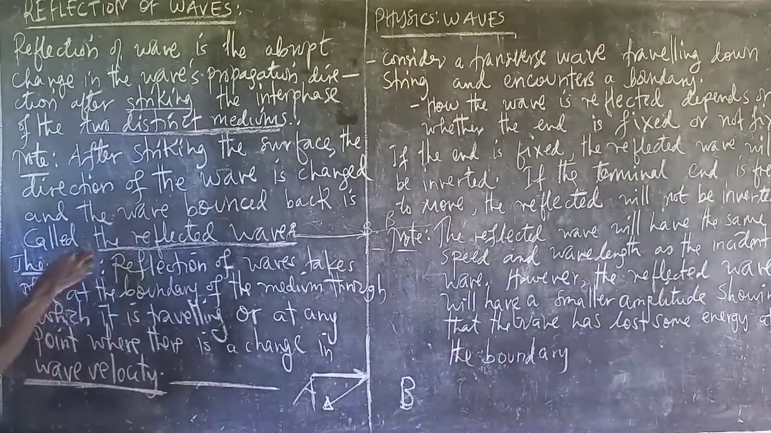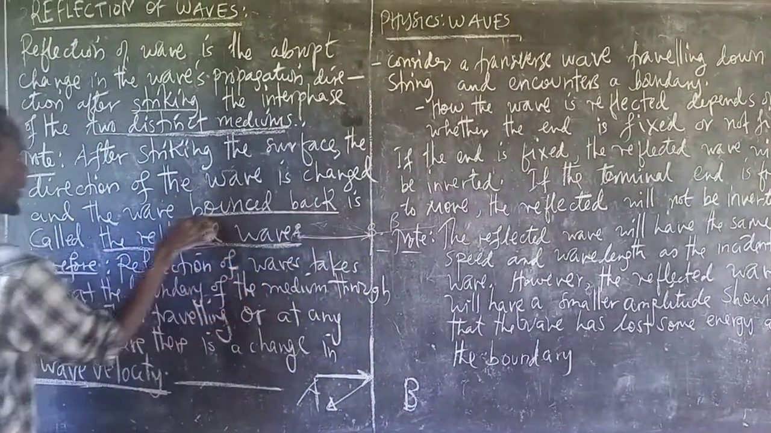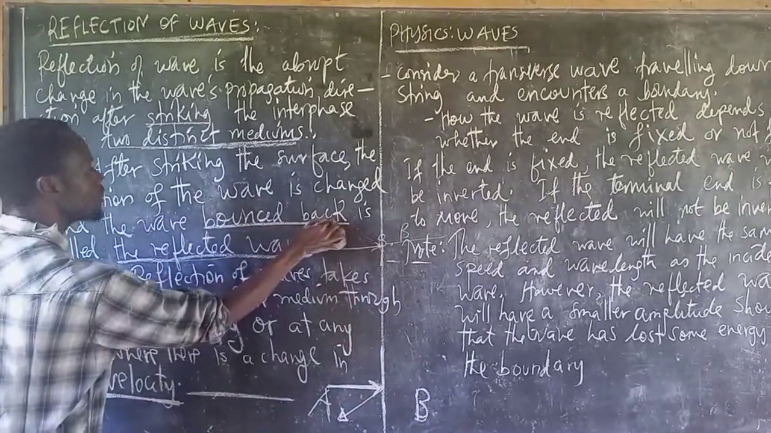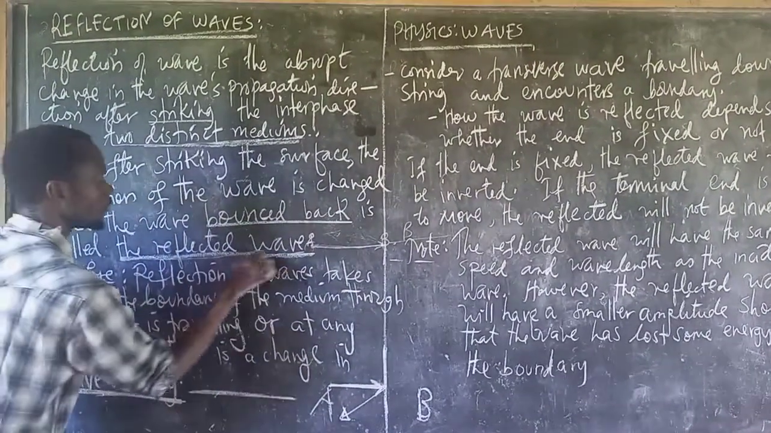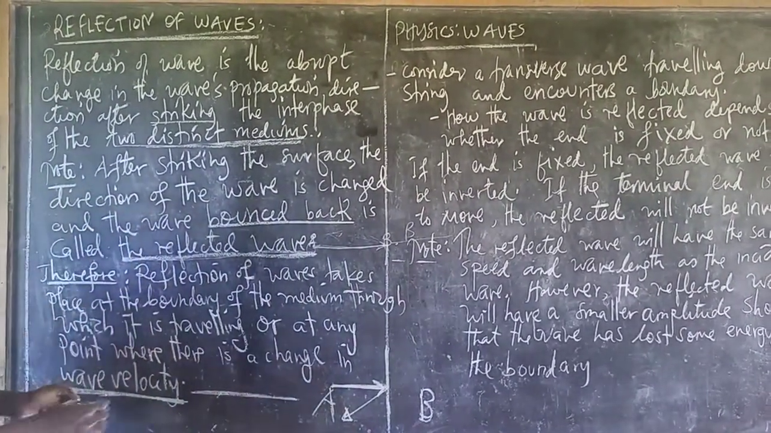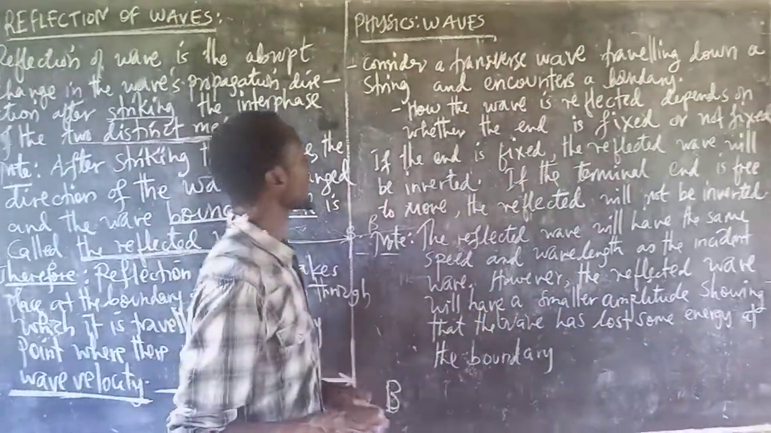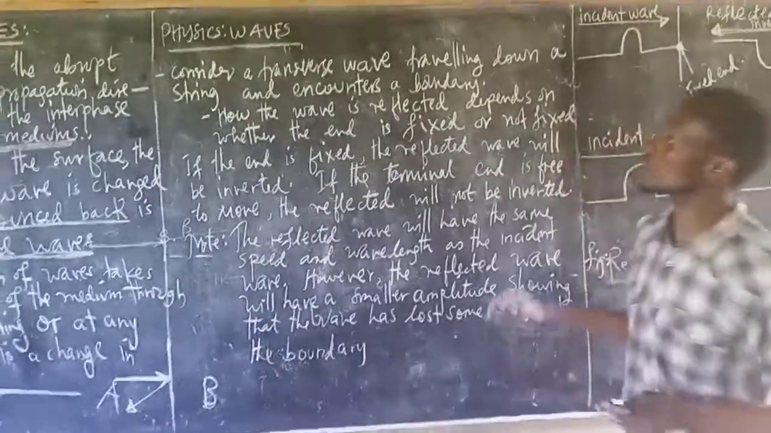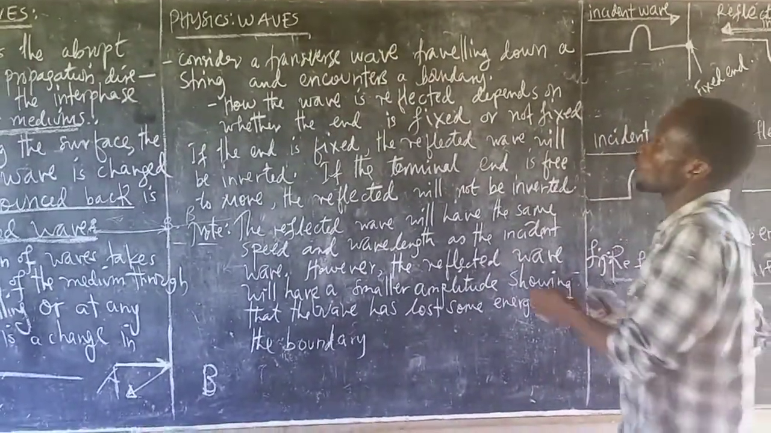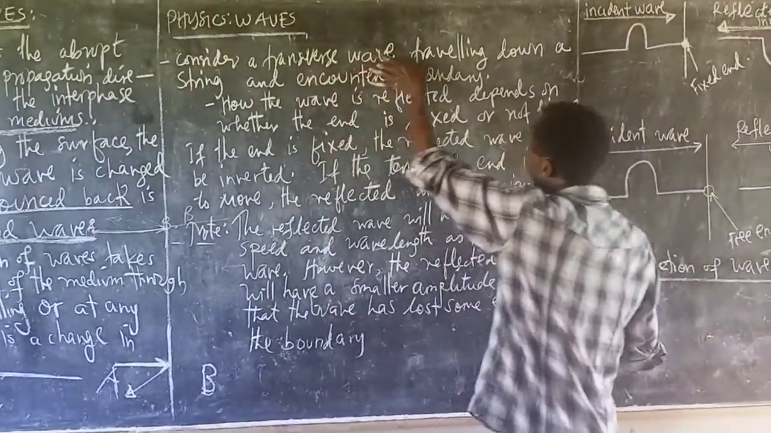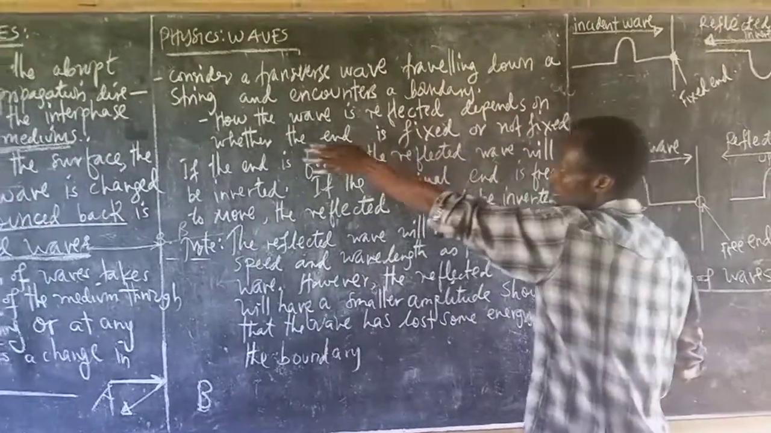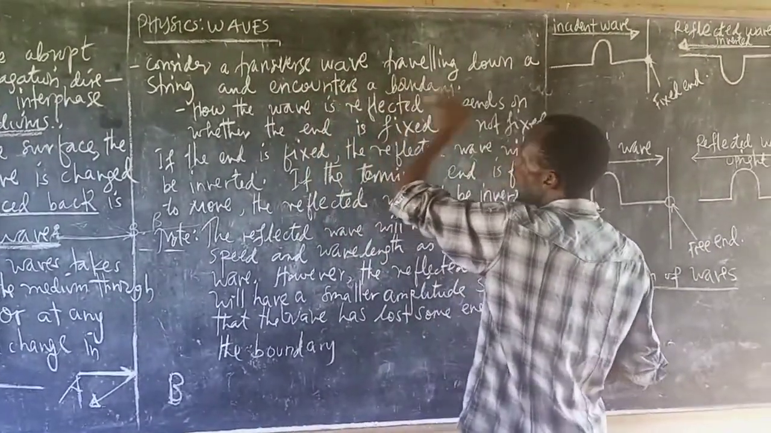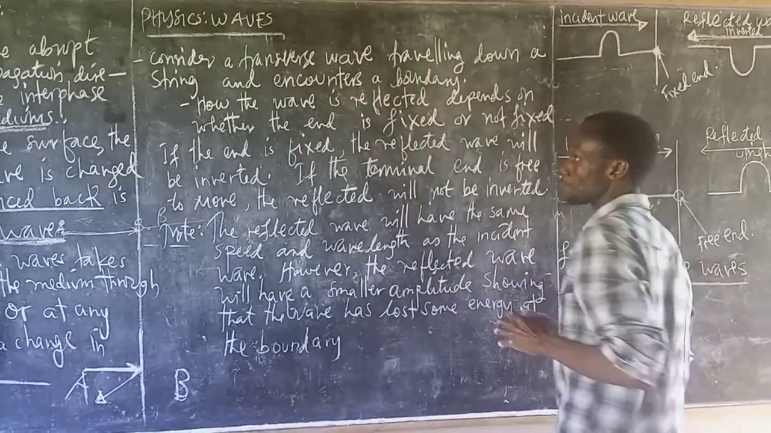Kwa ile reflected bounced back wave, the wave bounced back, we call it reflected wave, and the ongoing wave we call it incident wave. And that is why now we have taken the consideration of how we can consider about refraction of wave. Now consider a transverse wave traveling down a string and encounters a boundary.